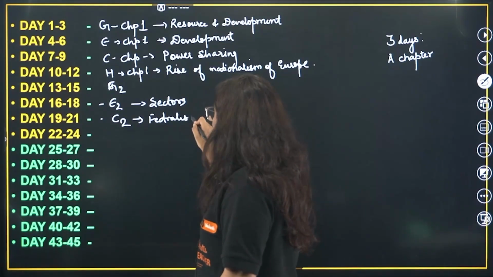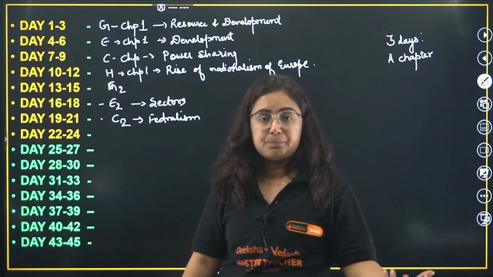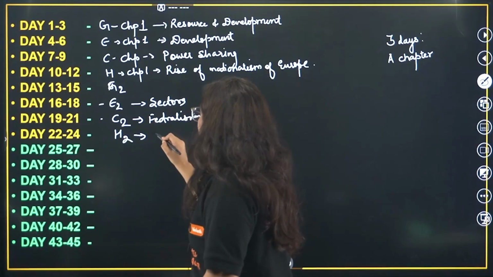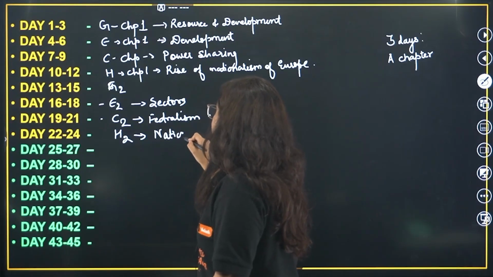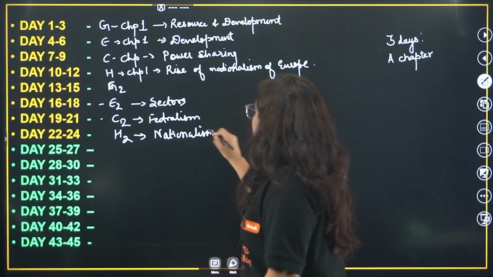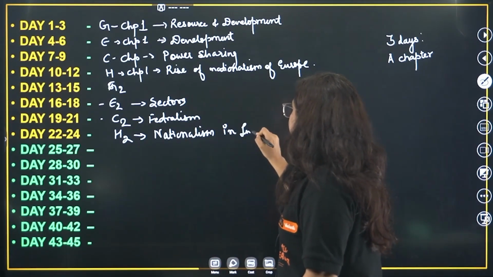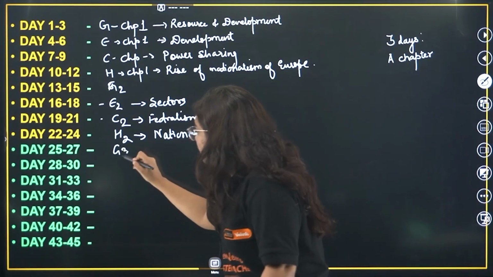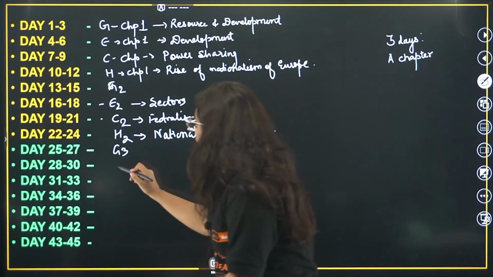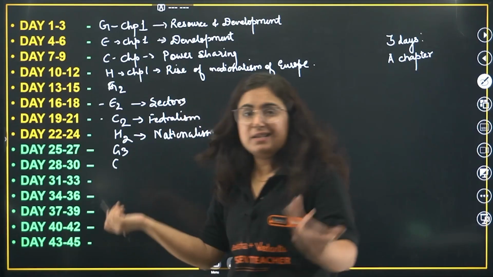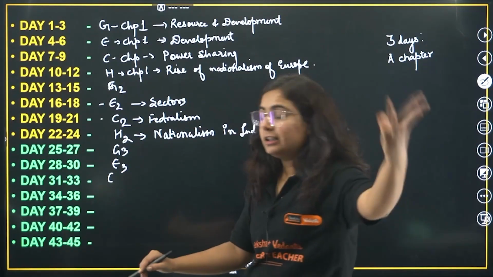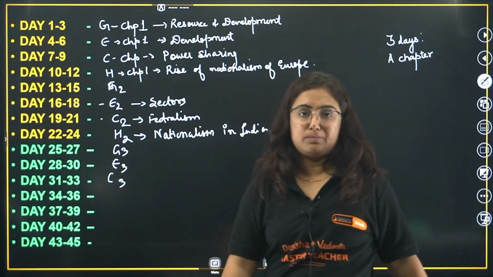Federalism, again a very good, lengthy chapter. We have to do it. Now come back to history chapter 2, that is nationalism in India. Again, a lengthy chapter. Getting my point? Then come to geography, read the third chapter. Come to economics, money and credit, read the third chapter. Come to civics, read the third chapter, that is gender, religion and politics.